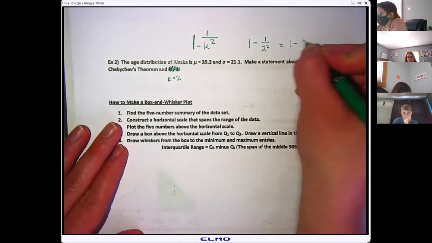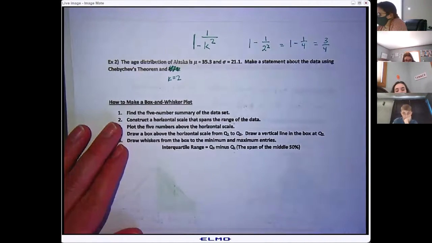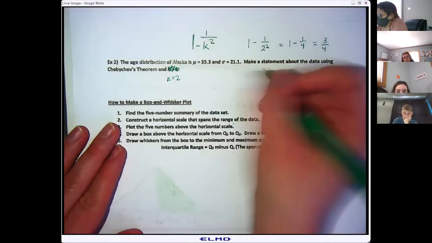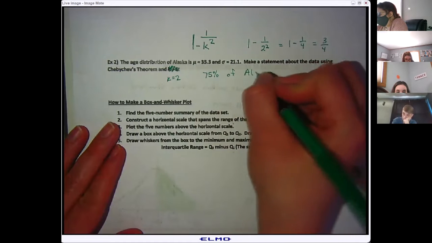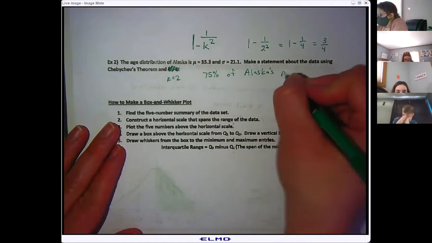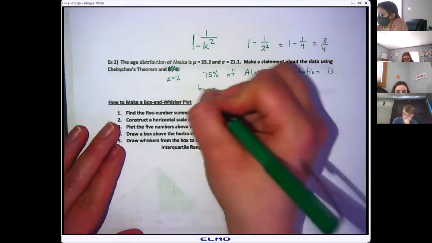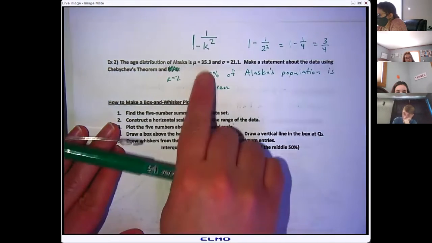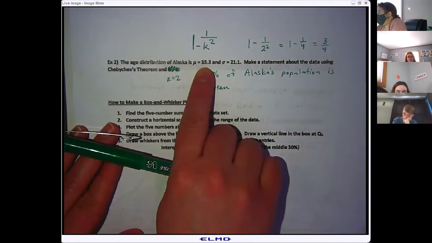Which is 1 minus 1/4, which is 3/4. So I would say 75% of Alaska's population is between, and then I'm going to say 2 ages. And remember, it's 2 standard deviations. So what I'm going to do is go to 35.3, and then add 21.1 twice, and then subtract 21.1 twice.